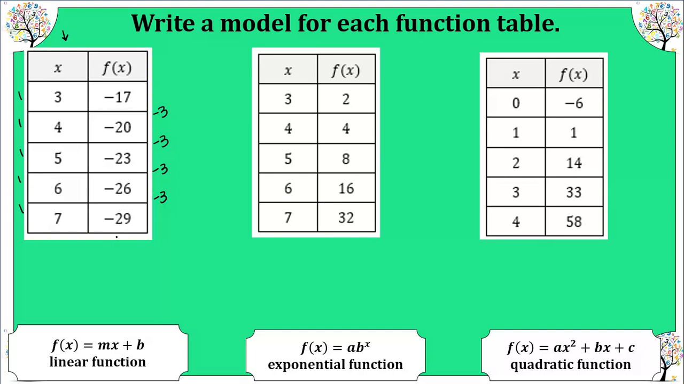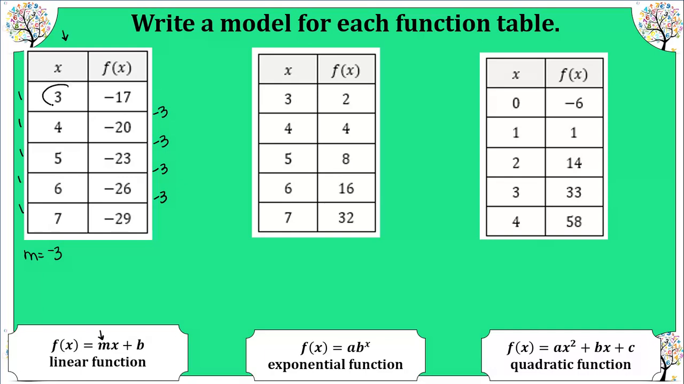Therefore, our constant rate of change, our m, is -3 over 1, or -3. So the m value is -3. We do not know our b value, our y-intercept. That would be when x is 0. We do not have that ordered pair.